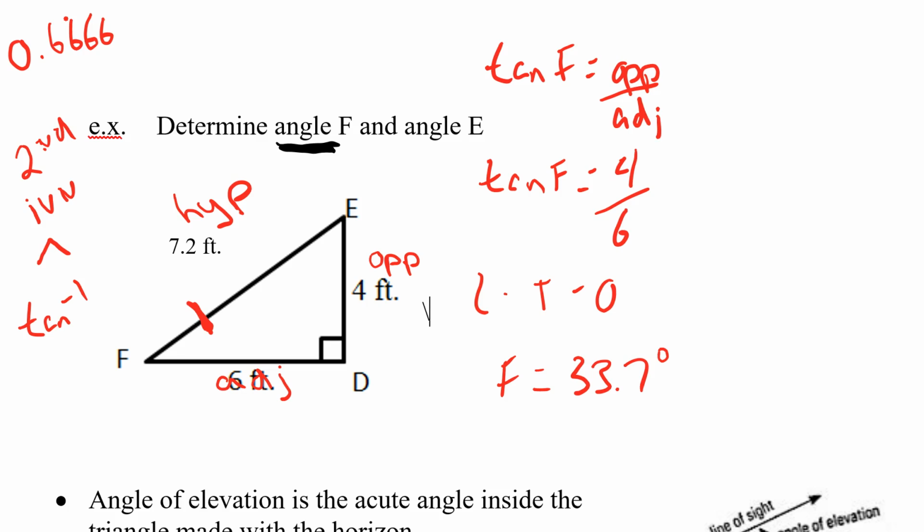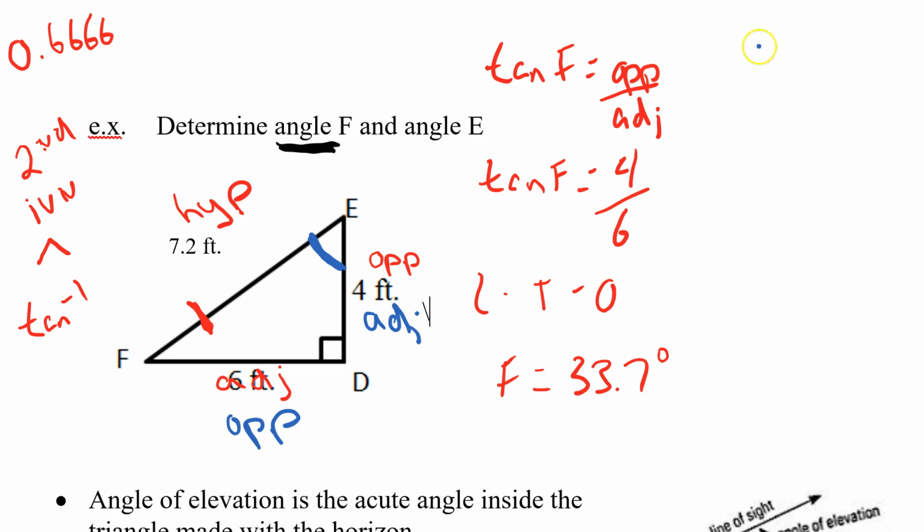Okay, let's find angle E. I'm going to switch to a blue. Angle E is up here. So again, my hypotenuse stays the same. I come through the angle to get to my opposite, leaving the side here to be my adjacent.